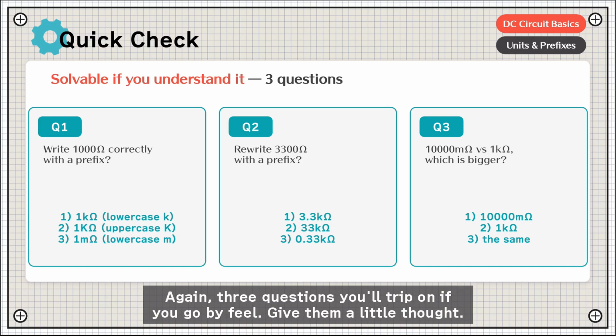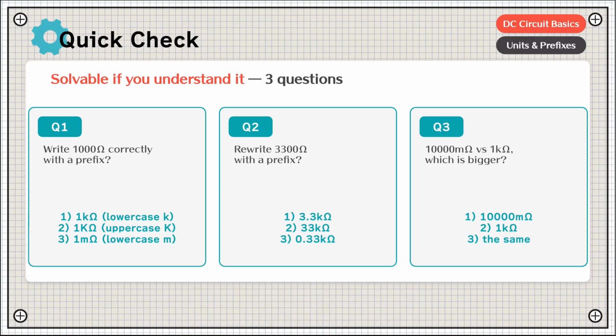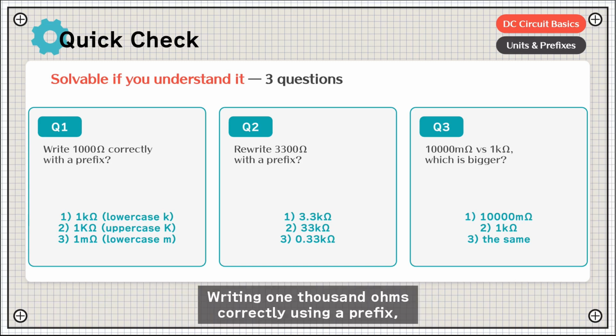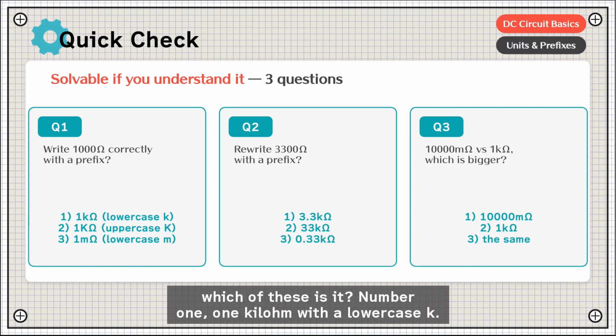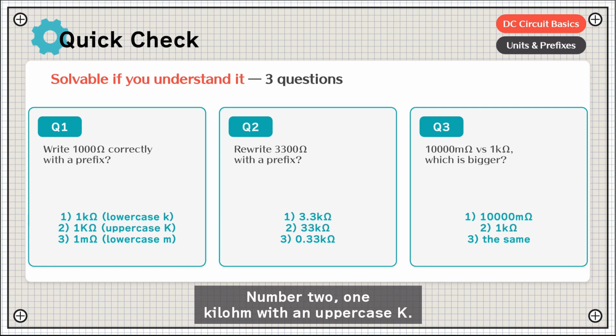Now a quick check to confirm your understanding. Again, 3 questions you'll trip on if you go by feel. Give them a little thought. Question 1. Writing 1,000 ohms correctly using a prefix, which of these is it? Number 1. 1 kiloohm with a lowercase k. Number 2. 1 kiloohm with an uppercase K. Number 3. 1 milliohm with a lowercase m.